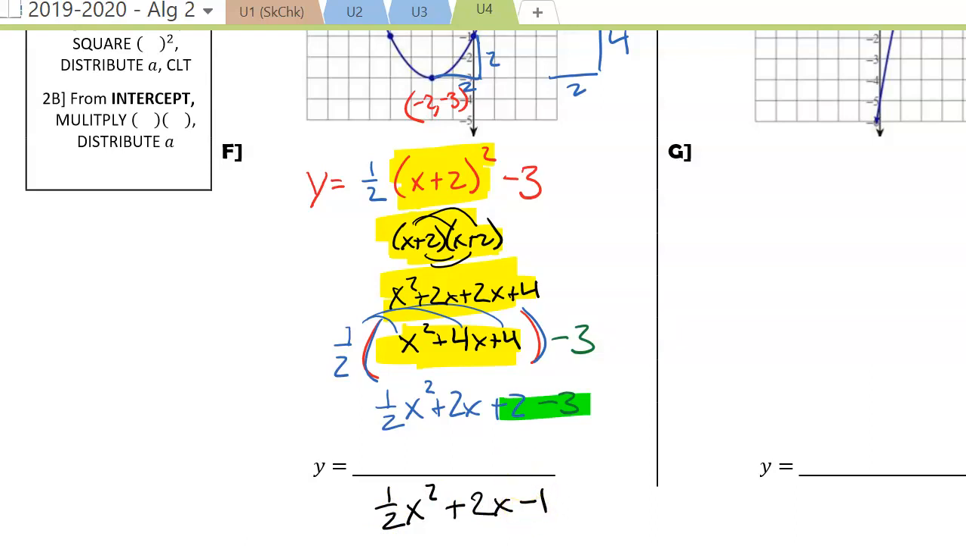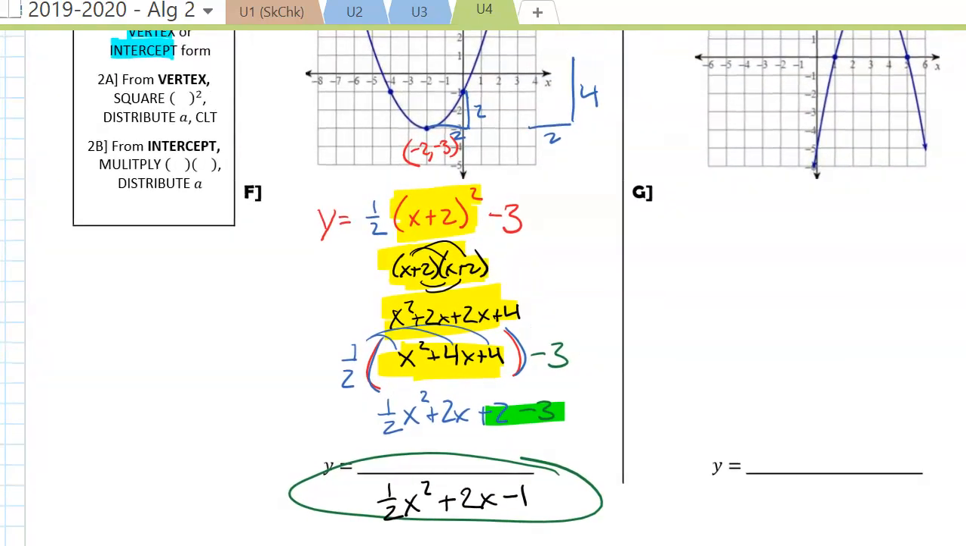So we never directly write anything in standard form. We always write it in either vertex or intercept form, and then we just algebraically convert down to standard form by squaring, distributing, and combining like terms.